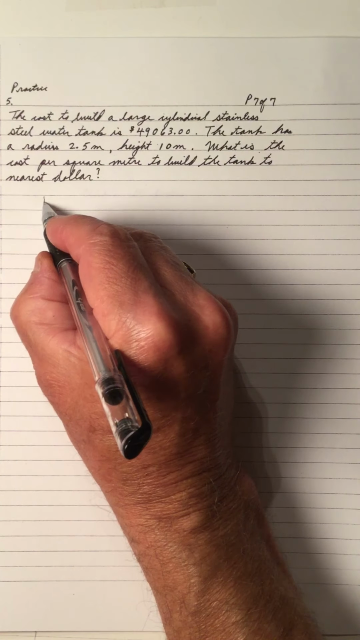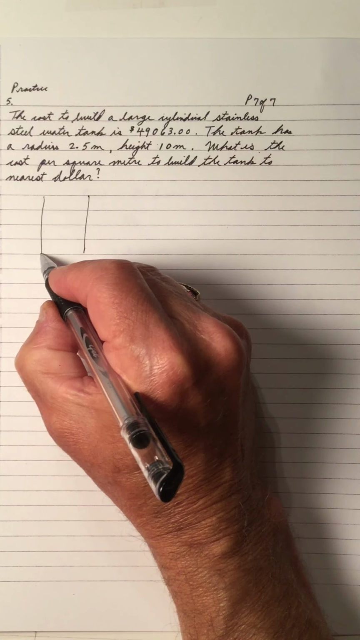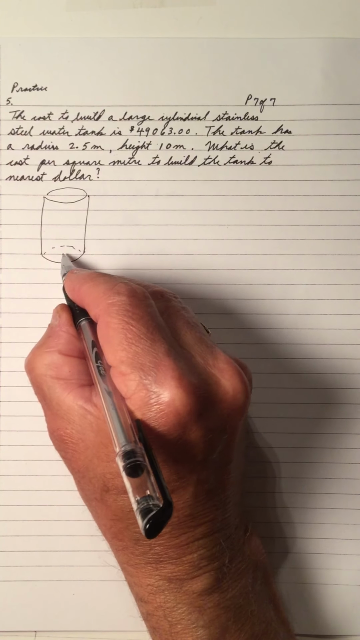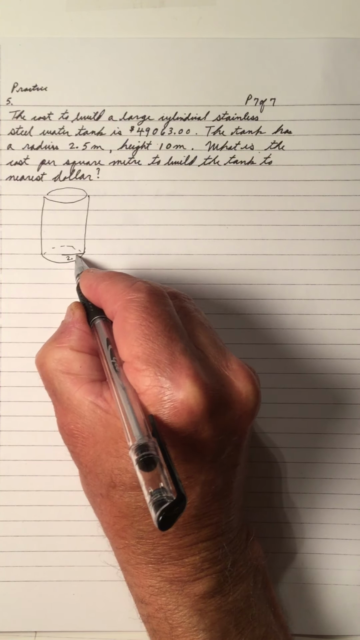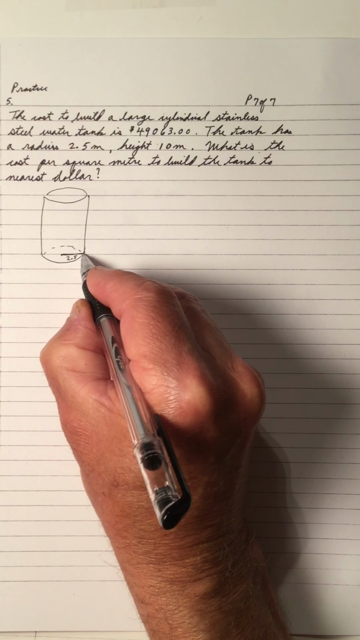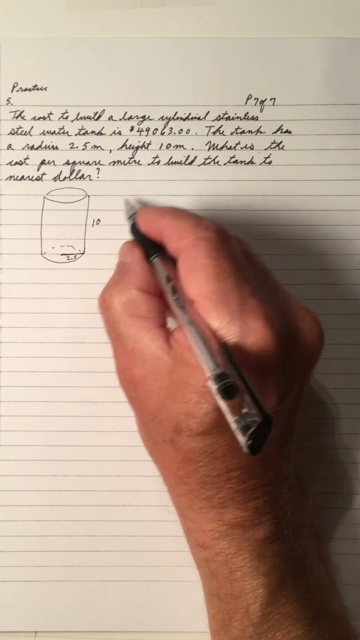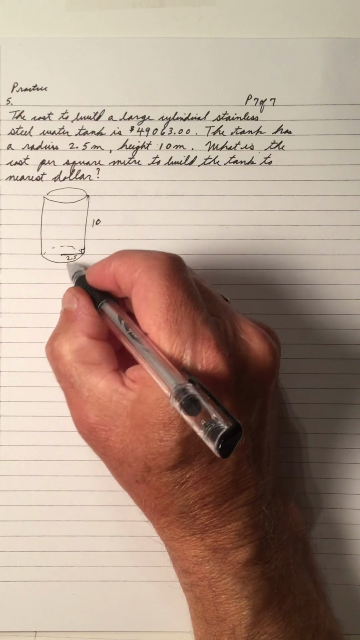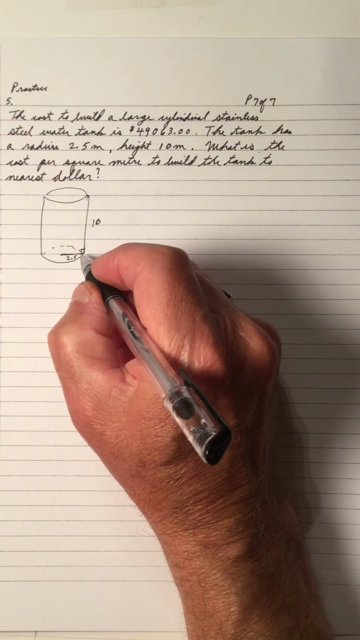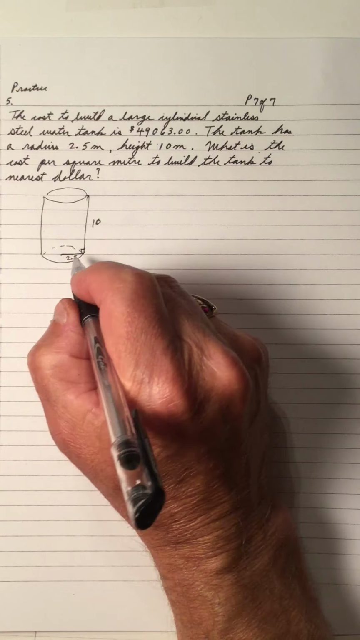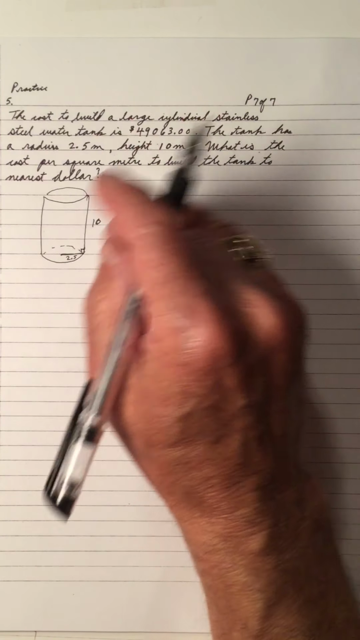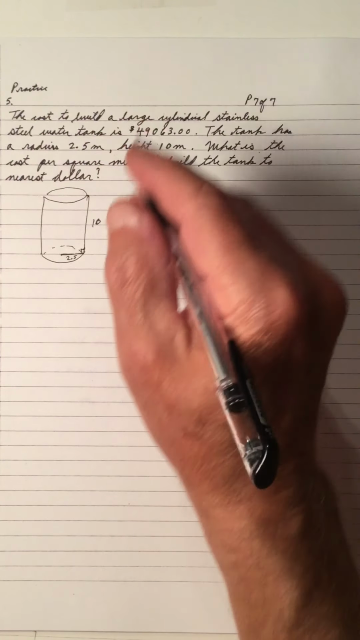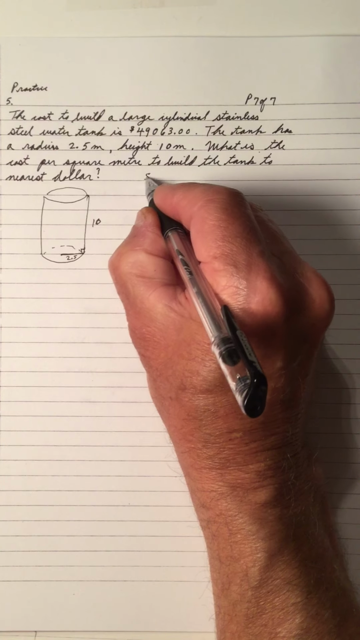So, let's draw the tank. It's a cylinder. Here comes the tank. Cylinder tank. It says the radius is 2.5. The radius is the distance from the center to the edge. The height is 10 meters. It's all in meters. So the height is from top to bottom, and that's perpendicular. Now we need to get the surface area, because they're going to build a tank. So they're going to build all this around the sides and build the bottom and the top. So we're talking about surface area for this question.